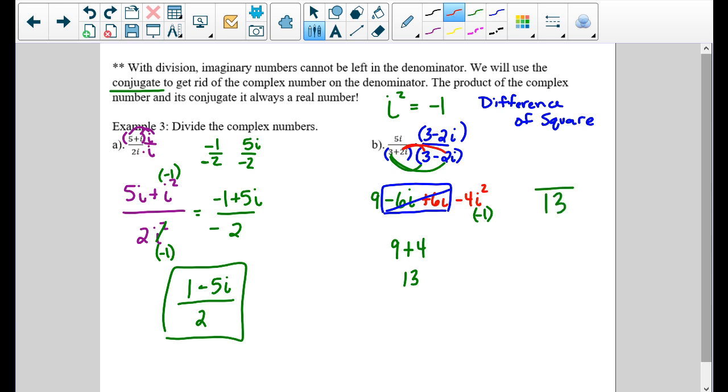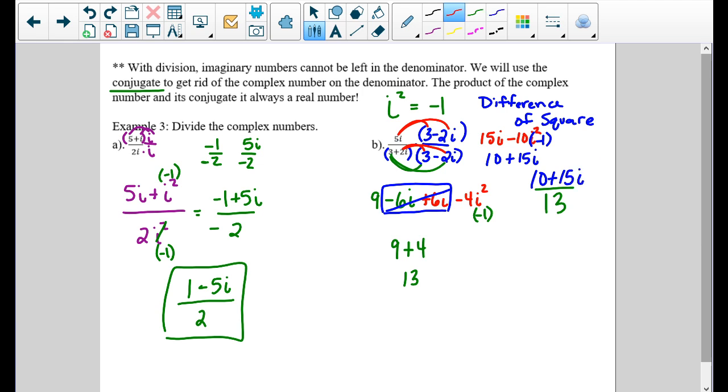And then in the top, again, we're going to multiply this 5i in. So 5i times 3, that's going to give me a 15i. And then 5i times a -2i gives me a -10i squared. So again, we get this i squared, which is a -1. Negative makes positive, so we end up with a +10 and a +15i, and that's what's going to be on top. So 10 plus 15i.